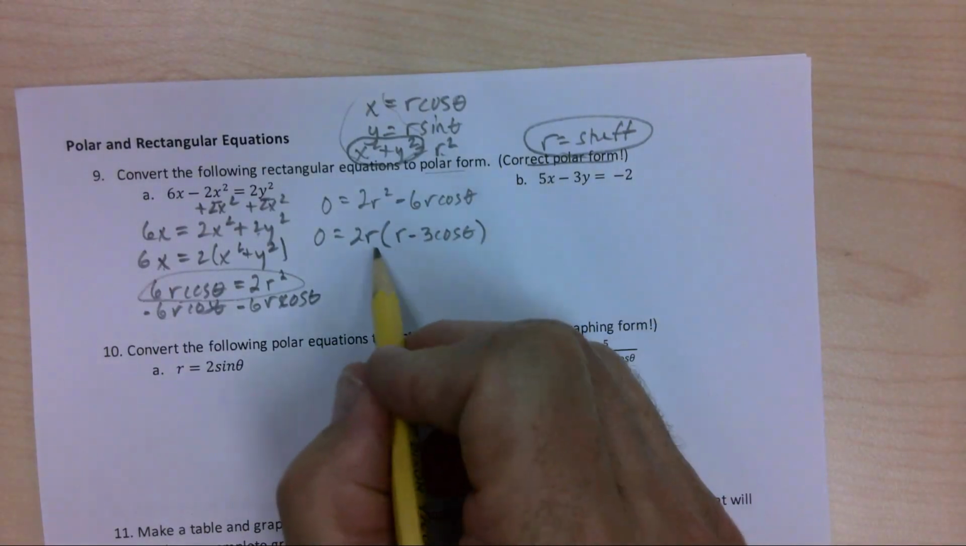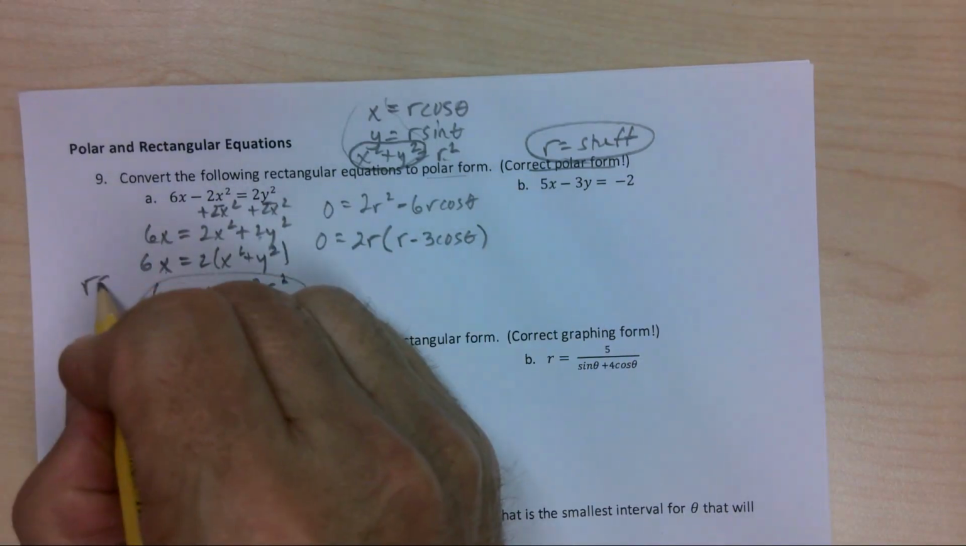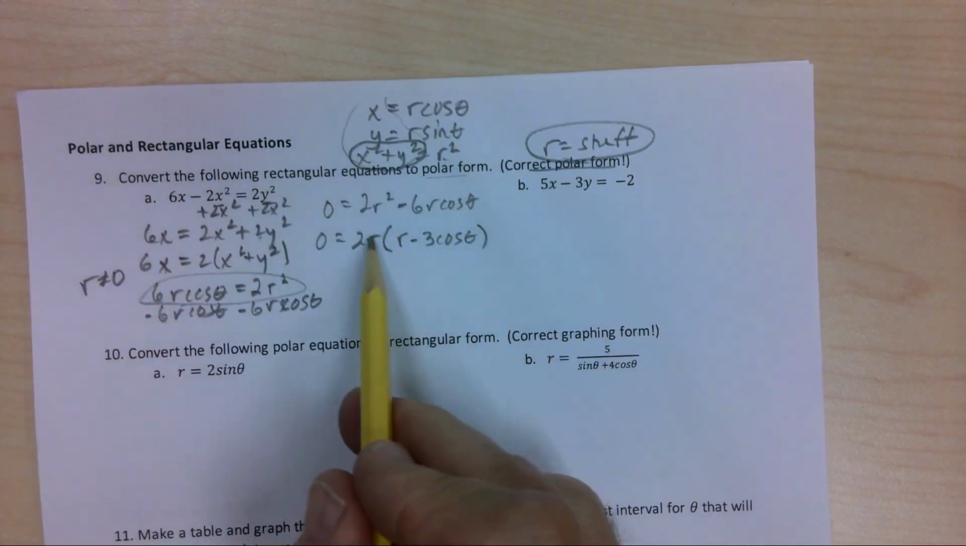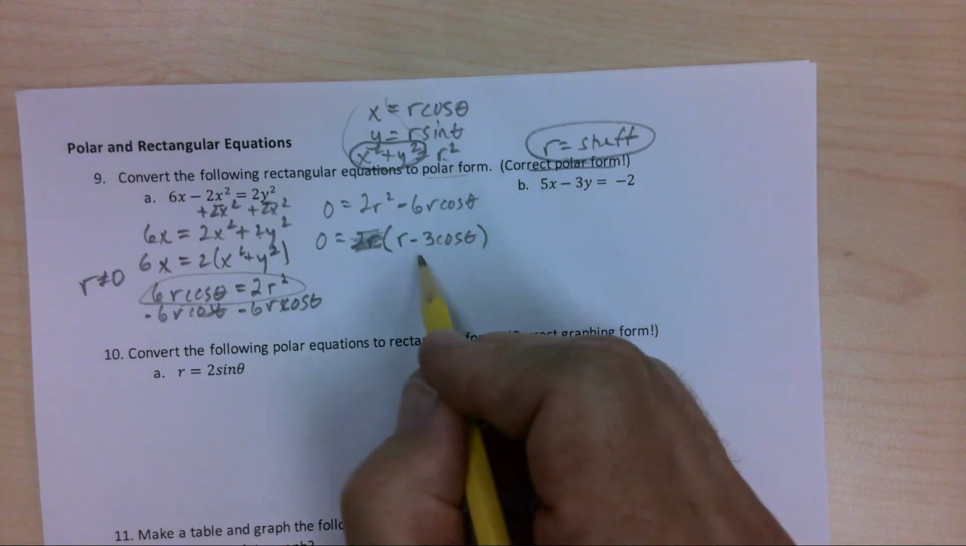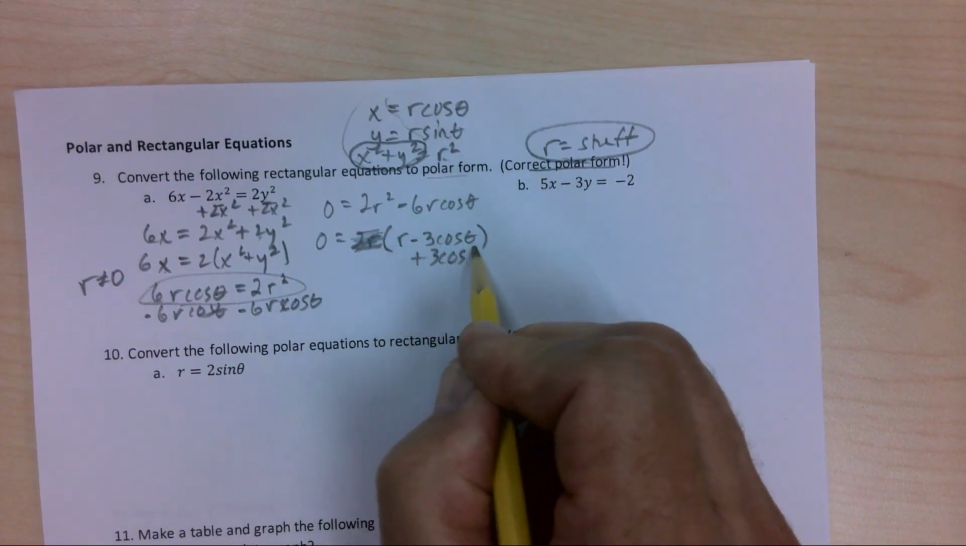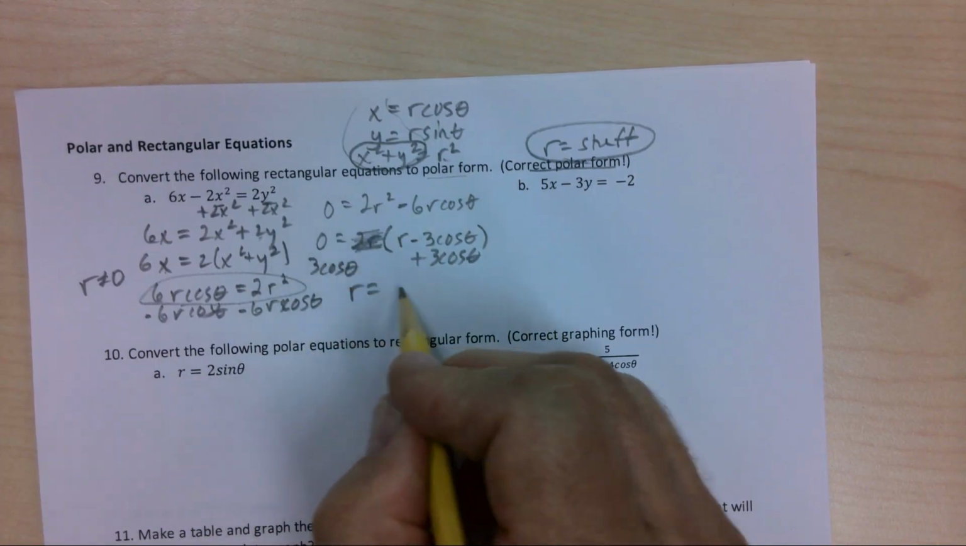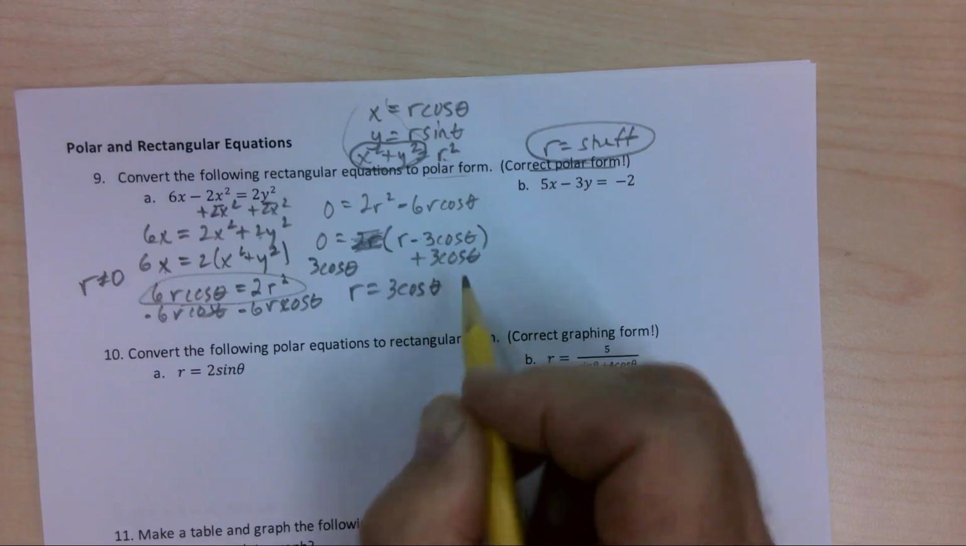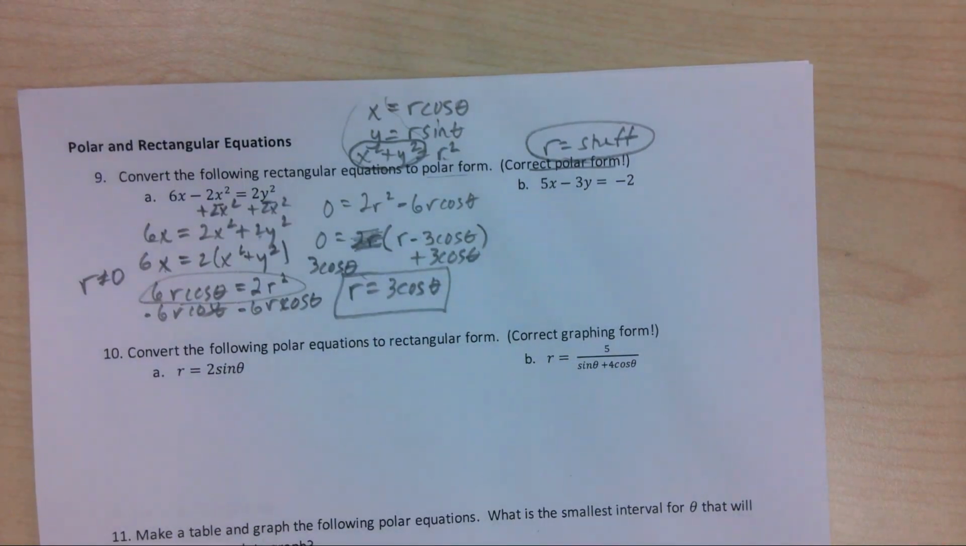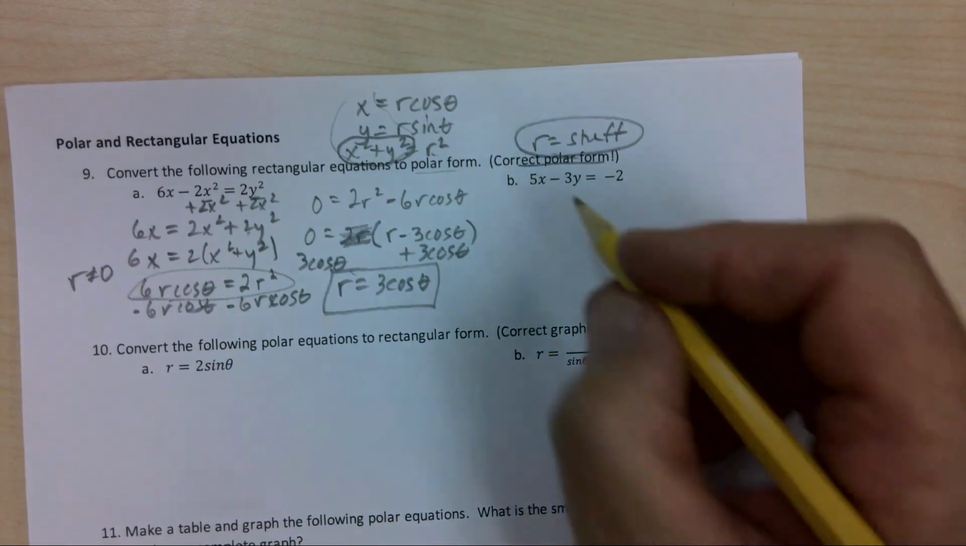So remember our rule, r cannot equal 0, which strangely gets rid of this. So we're just going to add 3 cosine theta to both sides. Flip it around. And done. Took a little creativity. I think that was the hard one. This one they're taking it easy on you.